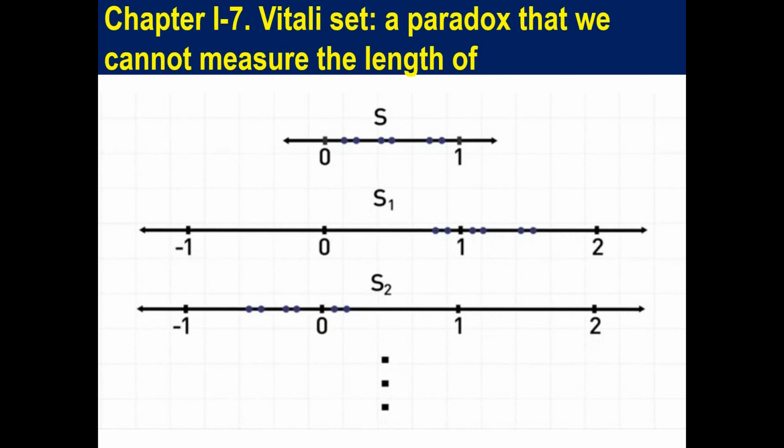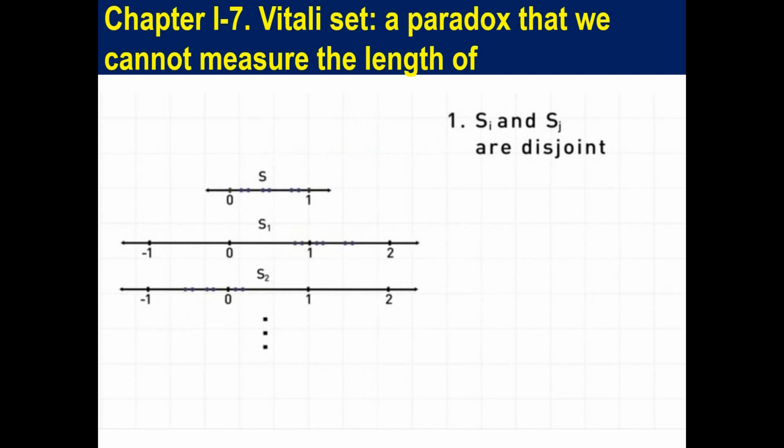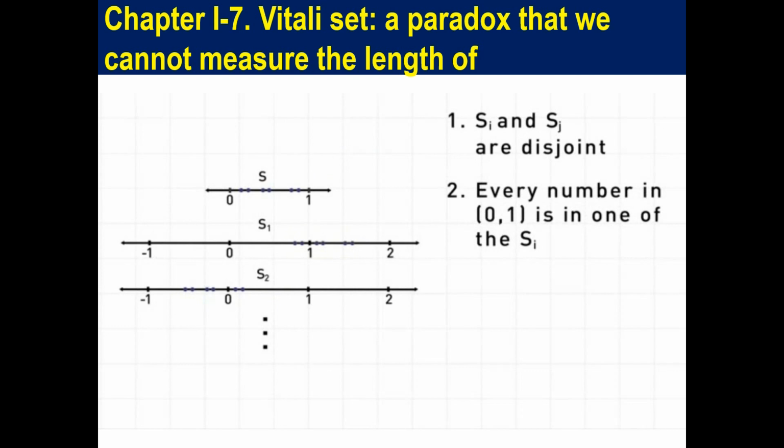Let's make two crucial observations about these copies of S. First observation, they're disjoint. That means that there is no point which is in both Si and Sj for any two different numbers i and j. Second observation, every number between 0 and 1 is in one of the copies of S. Every number between 0 and 1 is in either S1 or S2 or S3 and so on. Your challenge problem for the week is to prove these two observations.